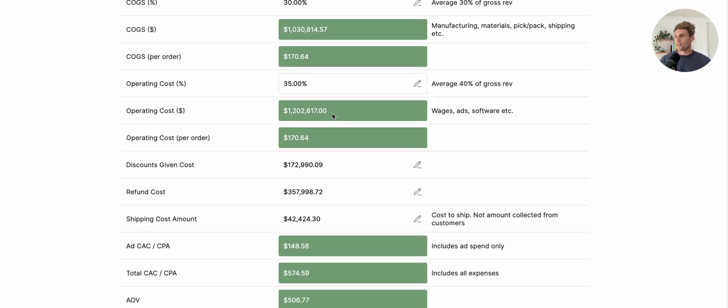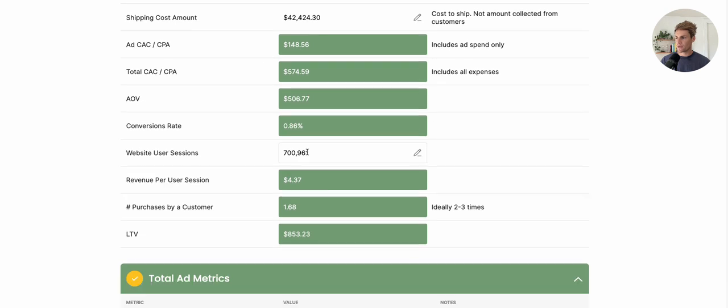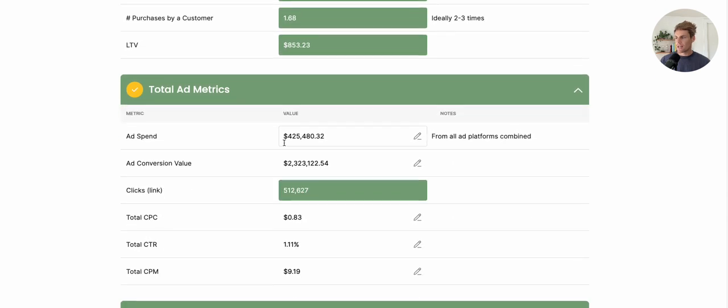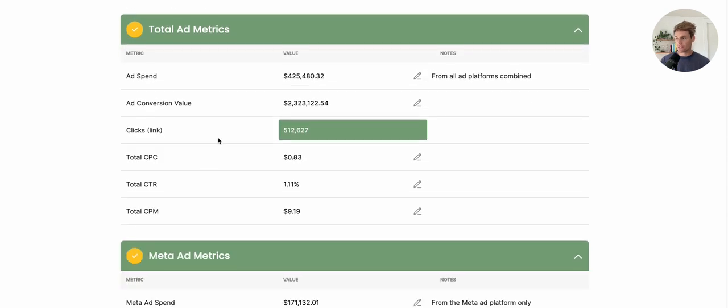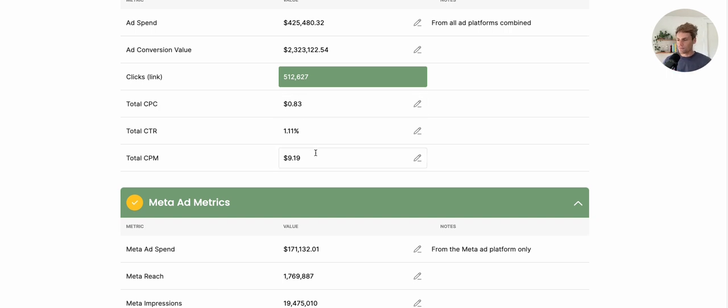Okay, and so coming down here, we'll get your discount and refund information, and then your store sessions. And then as we come down here, we're going to get our total ad metrics. Now, this depends on how many ad platforms you're running ads on, but you're going to get your total ad spend, your total ad revenue, total value, your average cost per click across all your platforms, click-through rate, and CPM across all those platforms. Now, ideally, if you're just running Facebook only, this is much easier to get. If you're running multiple, you might just have to get the averages.